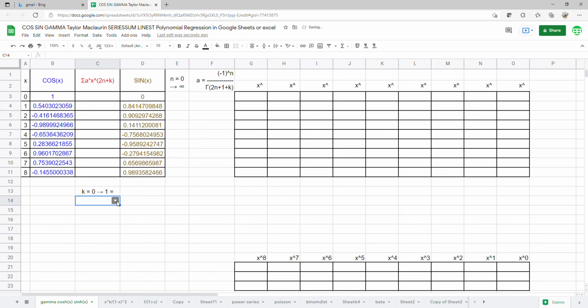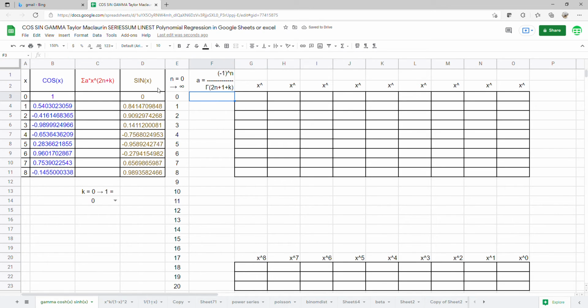So we can start from 0, 0.4, 0.8 up to 1. So we can go with 0.4. Or we can also go with 1 as a beginning. And the value of n is from 0 to infinity. So 20 is good enough.